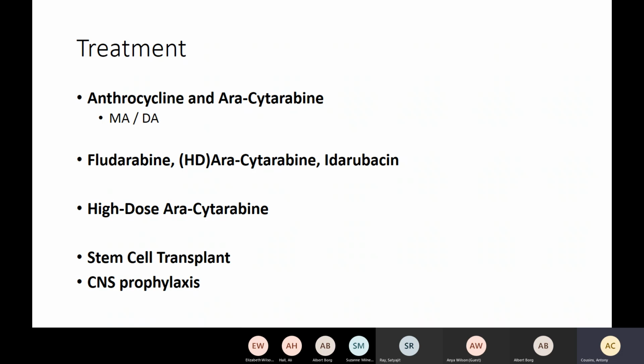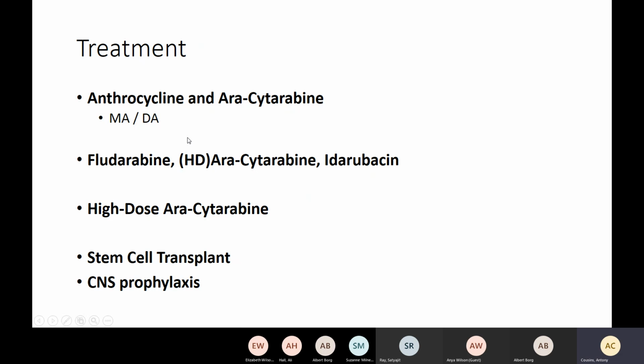So these integrate into the DNA of dividing cells and hopefully will then cause the cells to die by triggering apoptosis. The traditional regimen we use in adults is called DA. It's daunorubicin and cytarabine. In children, we tend to use MA, which is mitoxantrone and cytarabine. We use mitoxantrone in children because it's meant to be less cardiotoxic. There's a little bit of evidence for that.